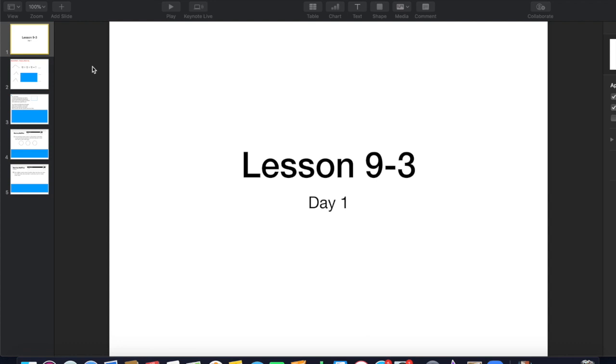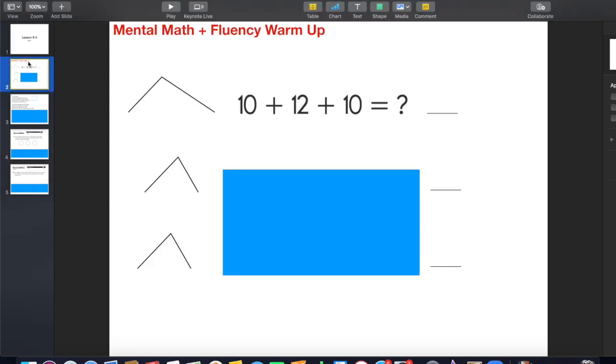Hi, second graders. Today we are working on lesson 9.3, and this is going to be a 2-day lesson because it's an open response activity. So whatever we work on today, you're going to save and work on it a little bit more tomorrow. Let's start with some mental math and fluency.